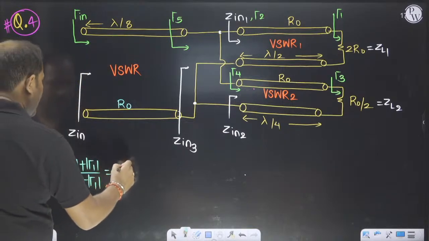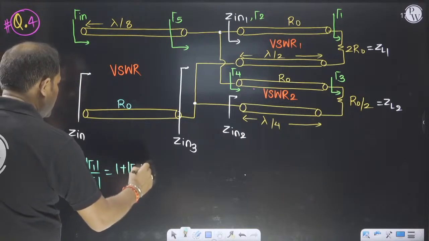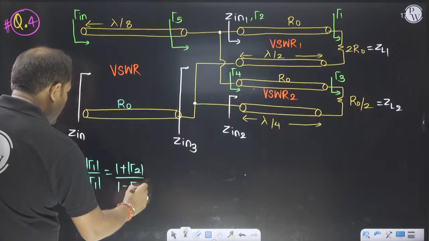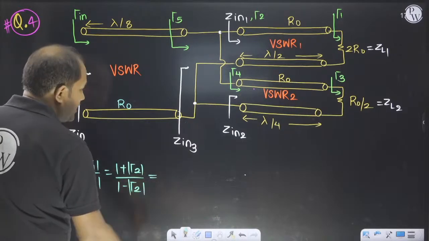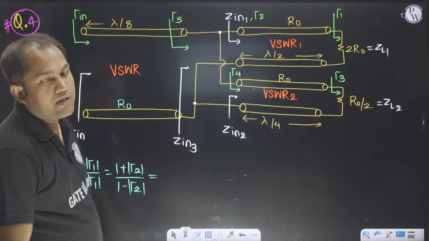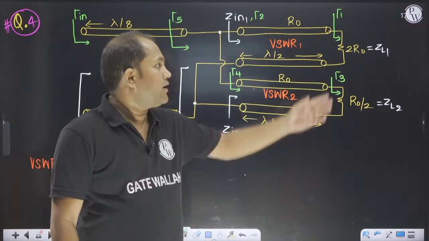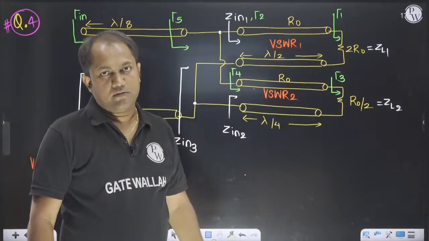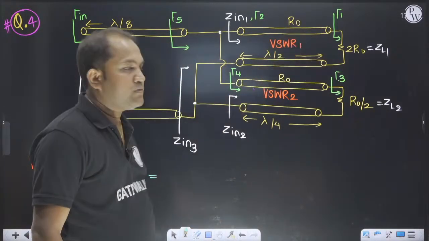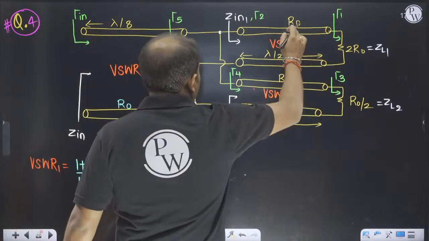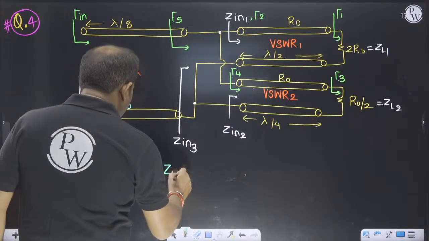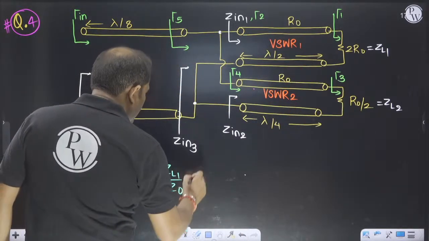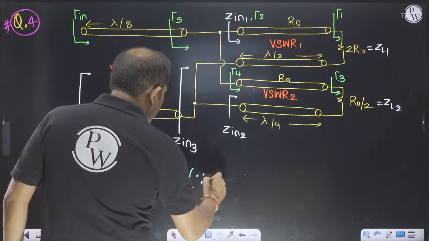So we can write the VSWR formula next in terms of gamma 2 also. Next we can write the formula for VSWR in terms of impedance also. ZL1 is greater than Z0, so ZL1 upon Z0, since ZL1 is greater than Z0.